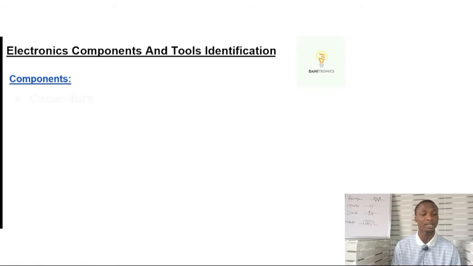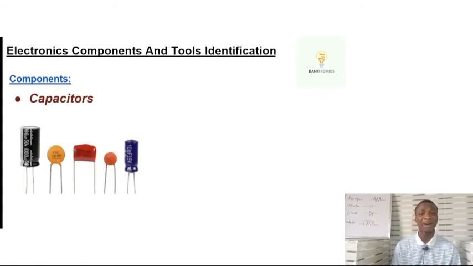The other component is the capacitor. A capacitor primarily is used as a storage device. It's used to store electric charge for a very short period of time. It can also be used for other functions like filtering, decoupling, coupling, and so on and so forth. But we have to also understand that there are various kinds of capacitors.